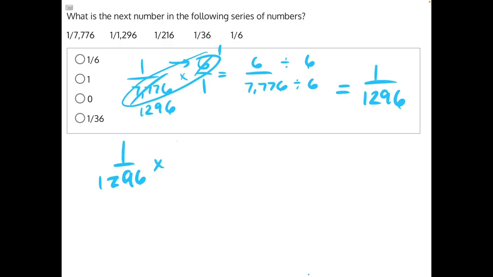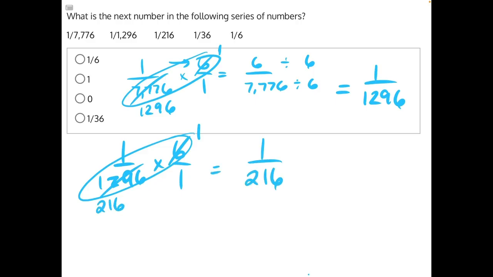We multiply by 6. This diagonal relationship, we factor out 6. We're left with 1. And we're left with 216, leaving us with 1 over 216. And it continues like this. We multiply by 6, and it reduces our denominator. So that means for this last step, we would need to multiply 1/6 by 6 to get our final answer.